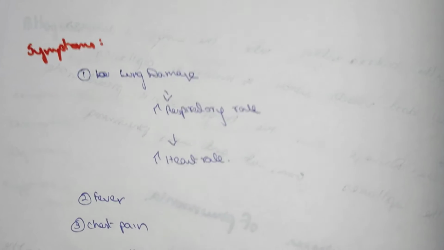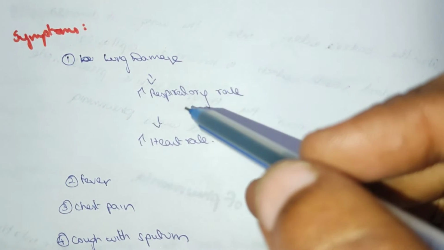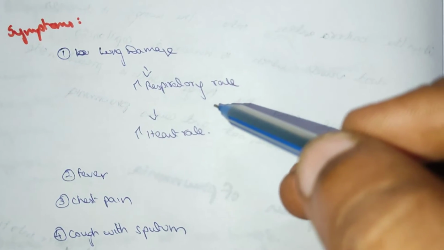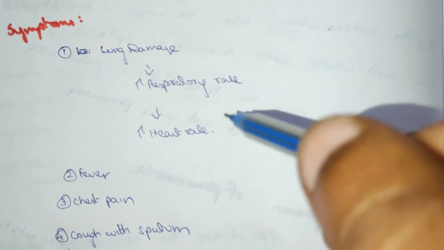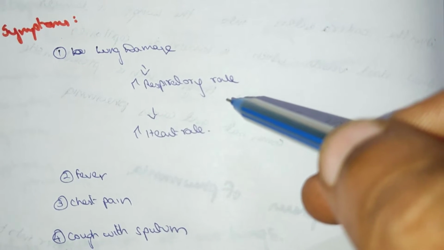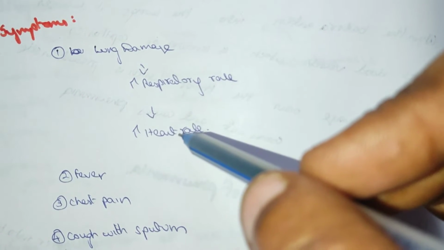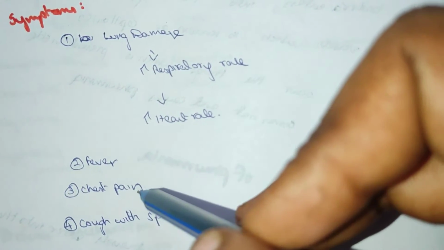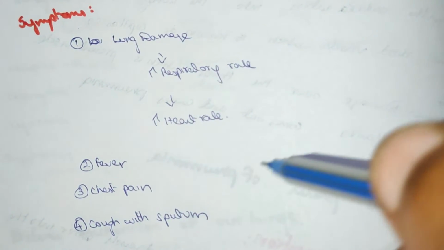Now we will see about the symptoms. Lung damage, generally due to alveoli damage, increases the respiratory rate. There is an increased rate of respiration, so there is increased heart rate. Fever, chest pain, and cough with sputum are seen.